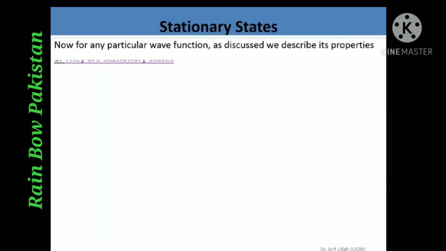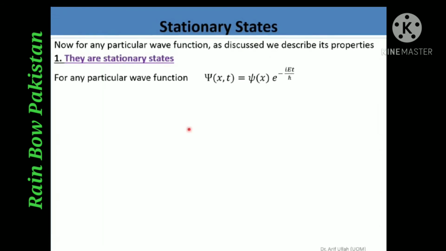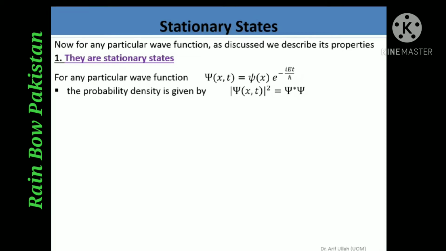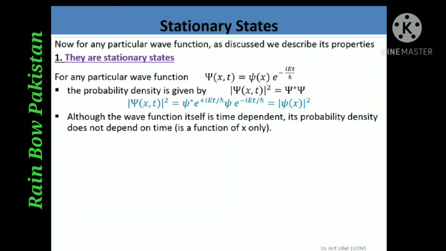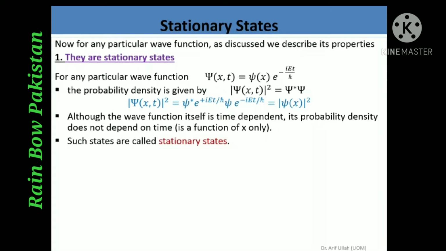So for any particular wave function, Ψ(x,t) = ψ(x) e^(-iEt/ħ), if we compute its probability density, which is |Ψ(x,t)|² or Ψ*Ψ, by plugging this value over here, the exponential terms cancel out, so we end up with |ψ(x)|². So although the wave function itself is time dependent, its probability density does not depend on time. Such states are known as stationary states in quantum mechanics.